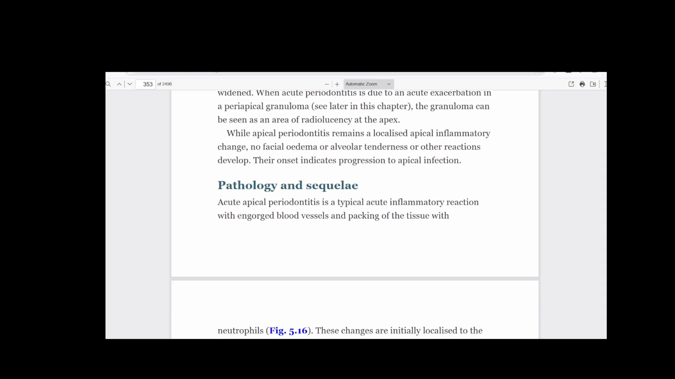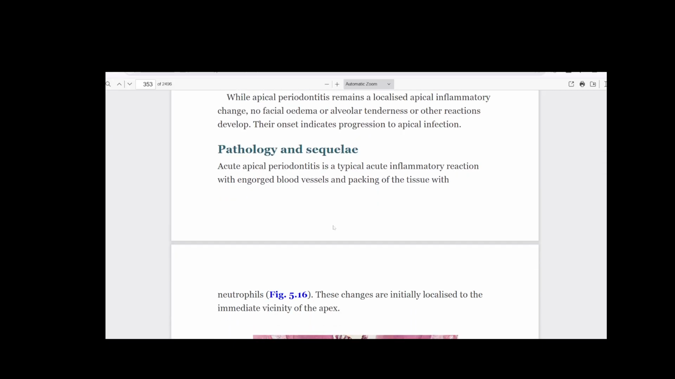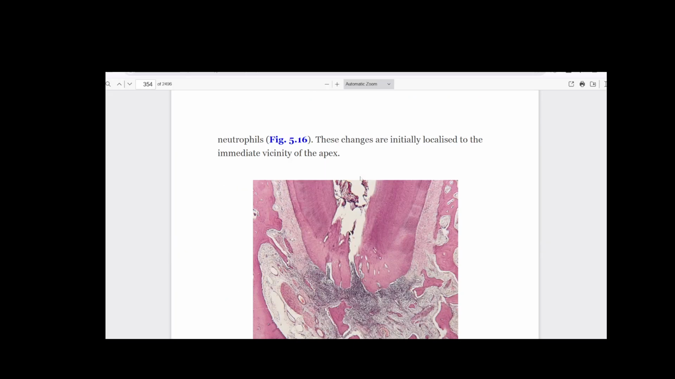Pathology and sequelae. Acute apical periodontitis is a typical acute inflammatory reaction with engorged blood vessels and packing of the tissue with neutrophils, Fig 5.16. These changes are initially localized to the immediate vicinity of the apex. Fig 5.16. Acute apical periodontitis.